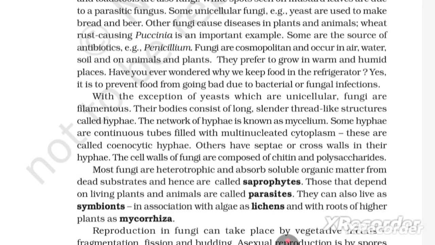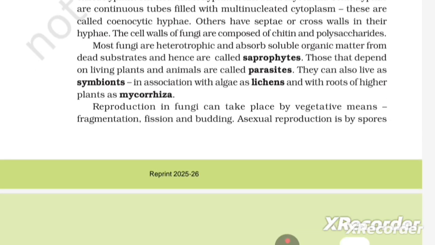Most fungi are heterotrophic and absorb soluble organic matter from dead substances and hence are called saprophytes. Those that depend on living plants and animals are called parasites. They can also live as symbionts, in association with algae as lichens and with roots of higher plants as mycorrhiza. Reproduction in fungi can take place by vegetative means: fragmentation, fission, budding.